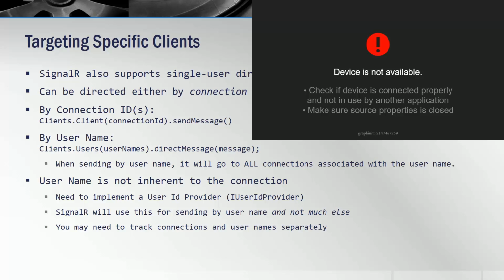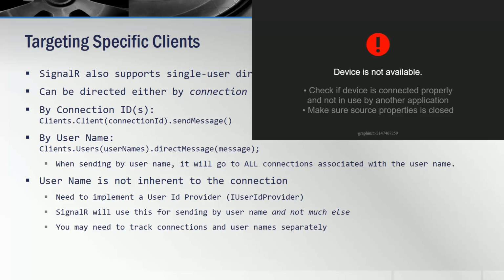The username is not inherent to the connection. I already talked about this. You may need to track connections and usernames yourself. Coming back to my app, when I did it completely on my own, users can sign up and then you have a user ID, and then the user can connect from the phone or from a desktop app or from a web client, and that one user has multiple connections. So I kind of didn't use this. I just wrote my own thing to handle that.